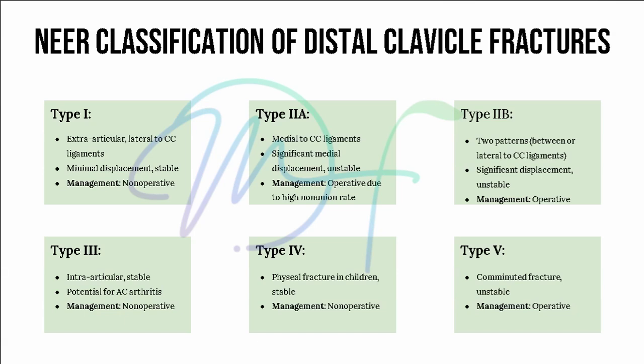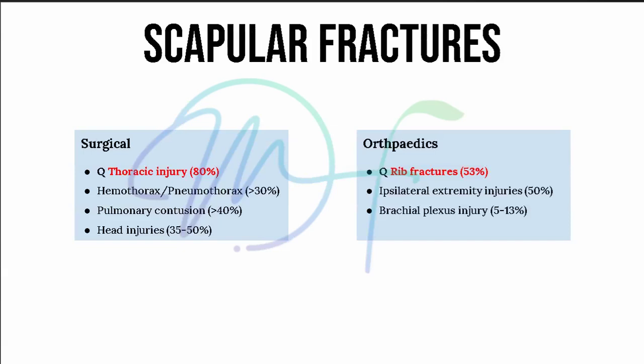Scapular fractures are often associated with thoracic injuries, including hemothorax or pneumothorax, pulmonary contusion, and head injuries. Orthopedic complications include rib fractures, ipsilateral extremity injuries, and brachial plexus injuries. Surgical intervention is often required for severe cases involving neurovascular compromise or high instability.